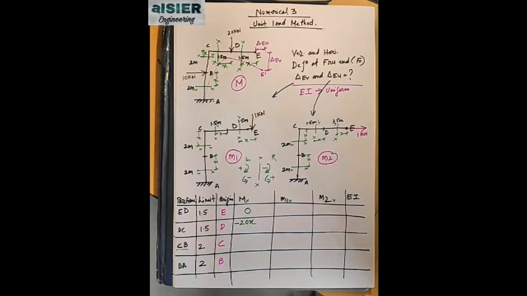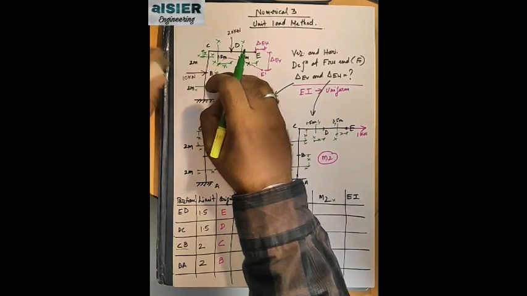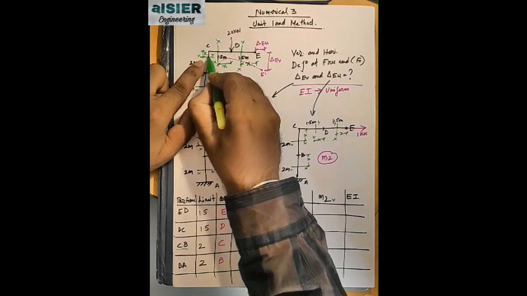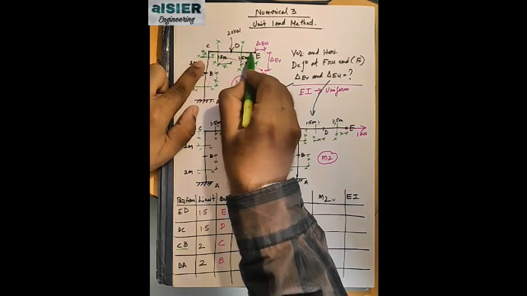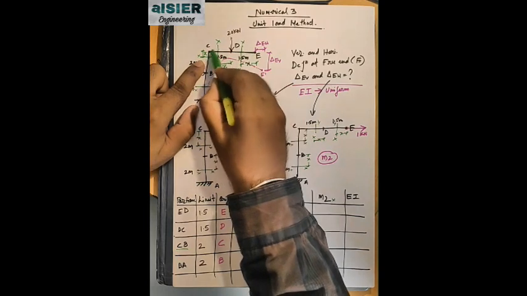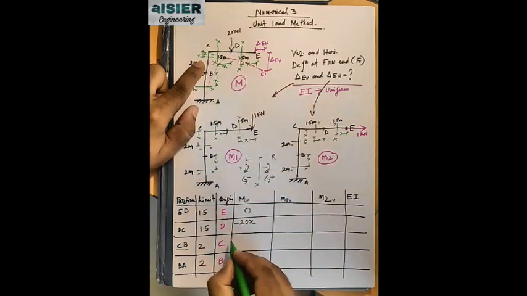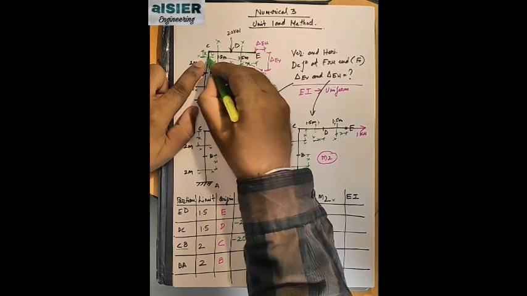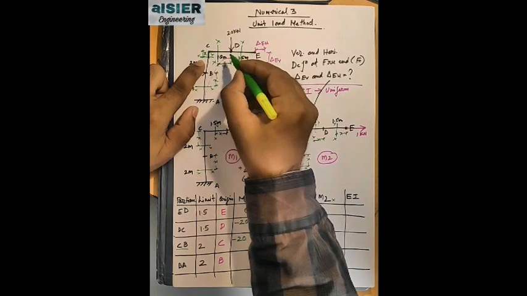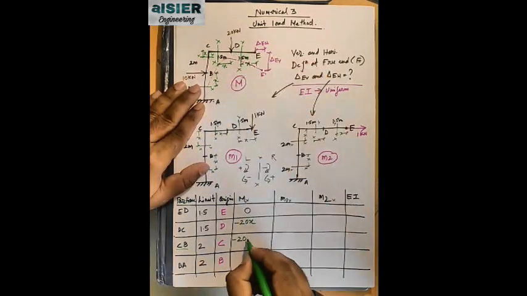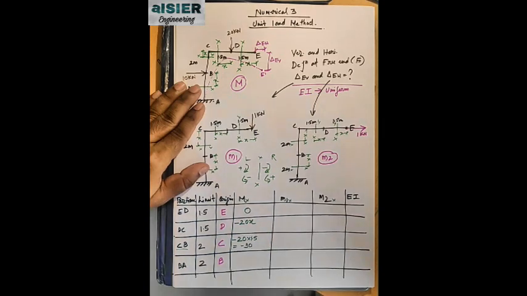Next region is CB region. In CB region, this is the section, right? Okay, we will consider the right side of the section. So the right side of the section is this whole distance. How many forces are there? There is only one force of 20 kilonewton which is going clockwise. So I will write down here minus 20. And what is the distance of this 20 kilonewton from this point? From 20 kN to this point it is 1.5 meter. So we will multiply it with 1.5, which will be equal to minus 30.